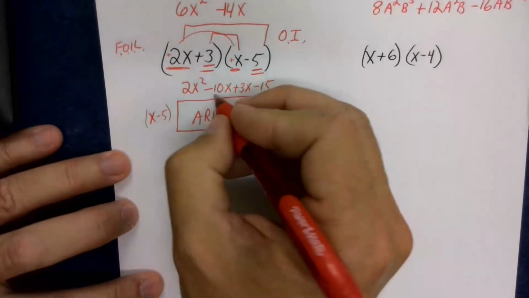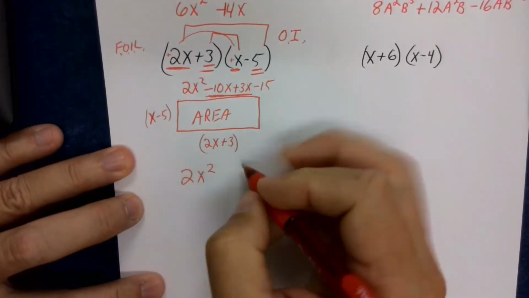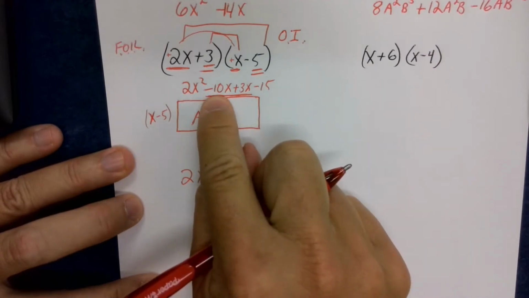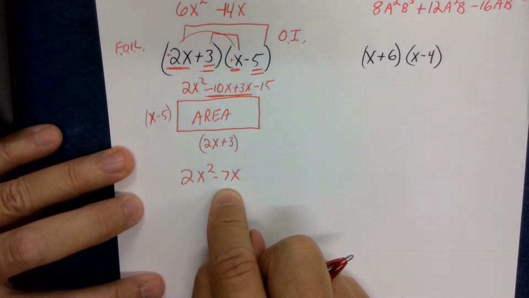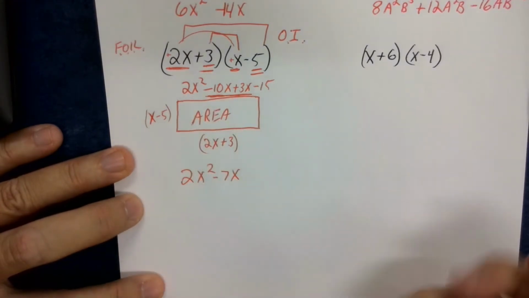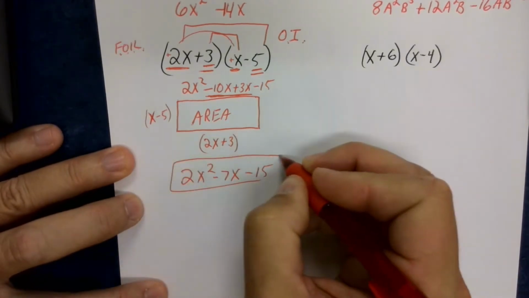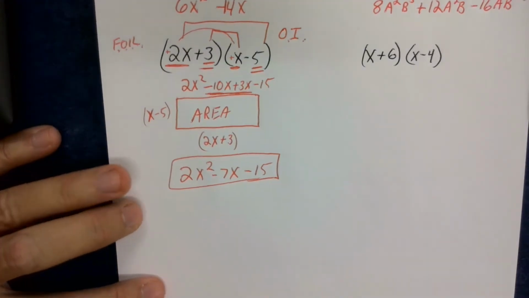And then if I grab this and shove that together, the final answer is 2x squared minus 7x, because if I lose $10 and gain $3, I've lost 7 total. That's how those positive and negative numbers work together. And then minus 15. So that would be an expression for the multiplication of those two things.